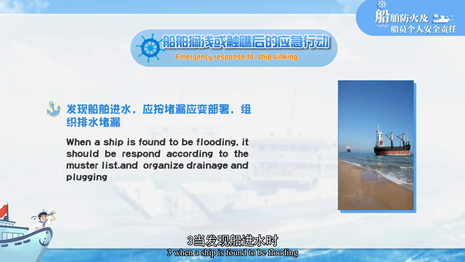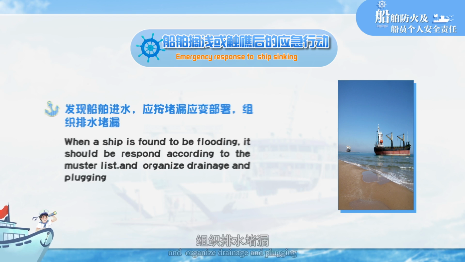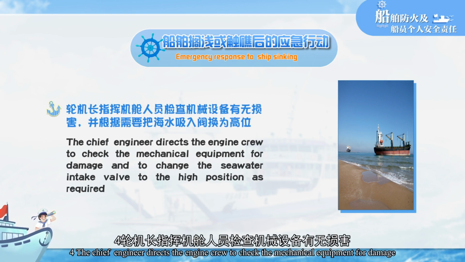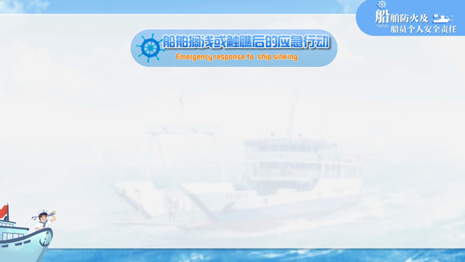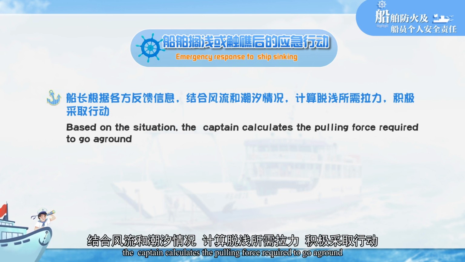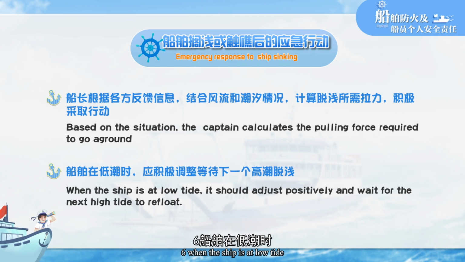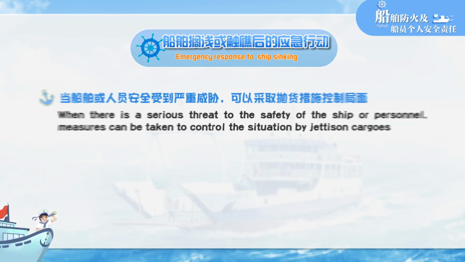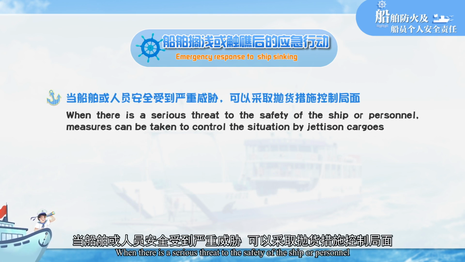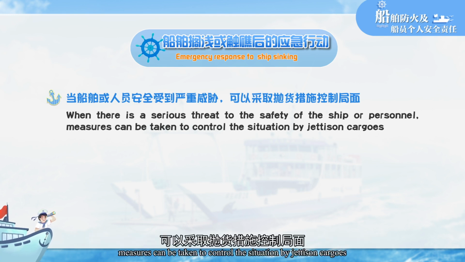3. When a ship is found to be flooding, it should respond according to the muster list and organize drainage and plugging. 4. The chief engineer directs the engine crew to check the mechanical equipment for damage and to change the seawater intake valve to the high position as required. 5. Based on the situation, the captain calculates the pulling force required to get off the ground. 6. When the ship is at low tide, it should adjust positively and wait for the next high tide to refloat. 7. When there is a serious threat to the safety of the ship or personnel, measures can be taken to control the situation by jettisoning cargo.